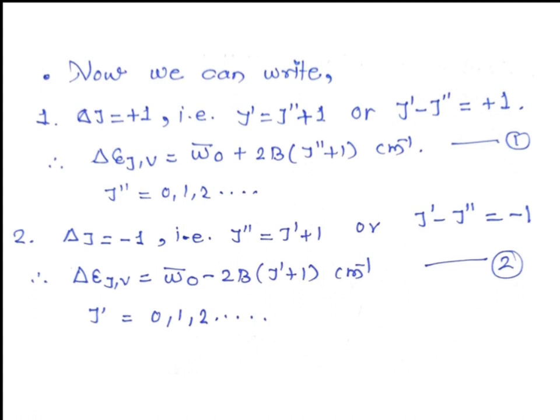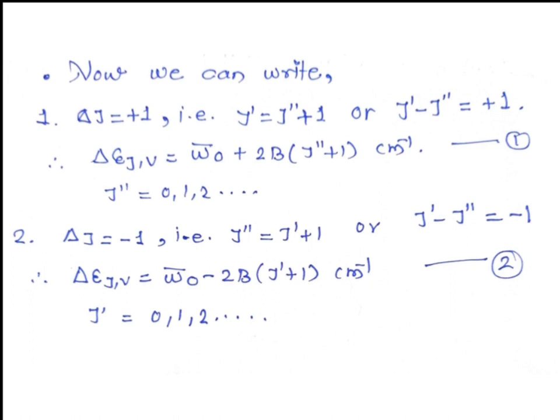Now we can write delta J is equal to +1, that is J prime is equal to J double prime plus 1, or J prime minus J double prime is equal to +1. So we have seen that when delta J is equal to +1 we will get the R branch. What we want is the difference between J prime and J double prime to be +1. So when J prime minus J double prime is equal to +1, just transfer the negative term to the right side, and we will get J prime equal to J double prime plus 1.